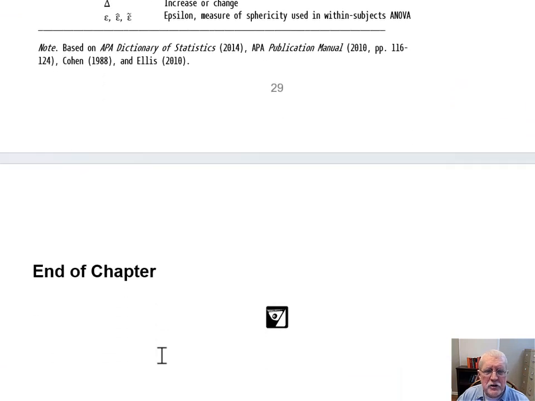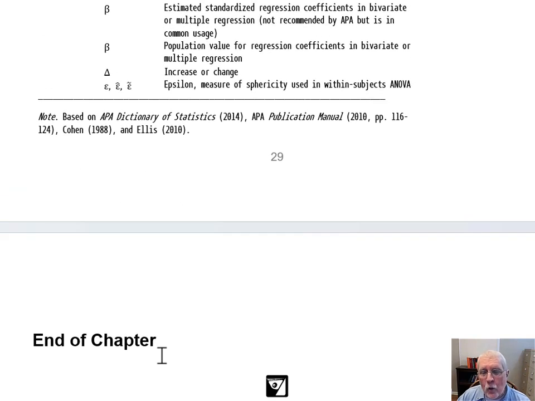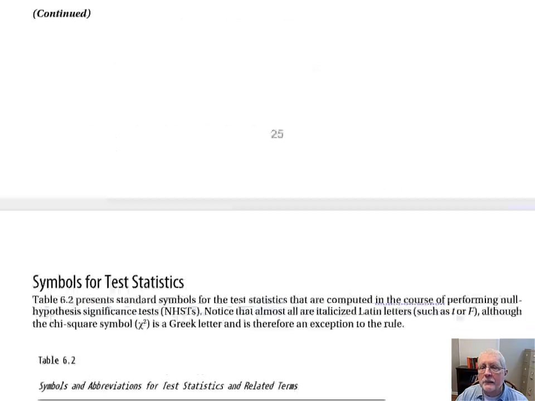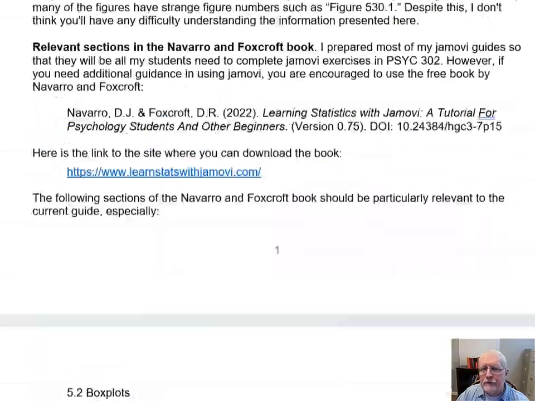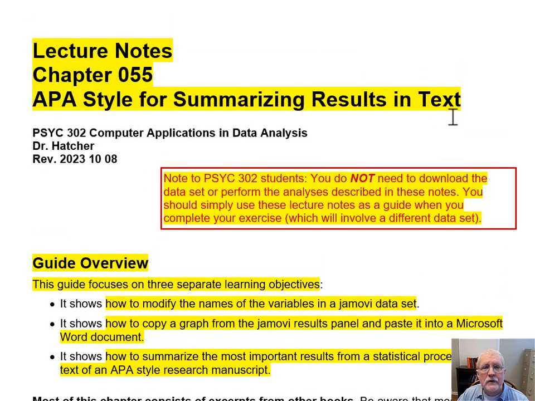It's a 30-page chapter, and for this last appendix, you simply need to know what tables you have there. In addition to being important for the multiple-choice quiz, I hope that it'll be useful to you in future semesters. When you're taking courses, you need to write up your results, and you need a quick reference that shows you the appropriate symbols for various statistical concepts. And that is Lecture Notes, Chapter 055, APA Style for Summarizing Results in Text.